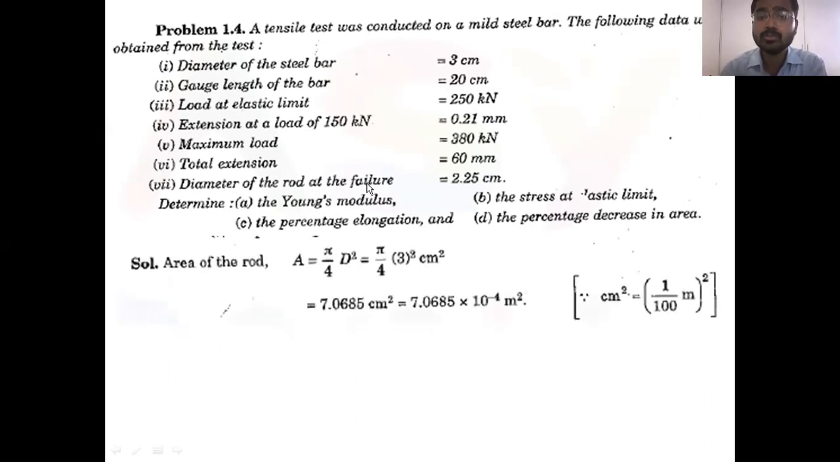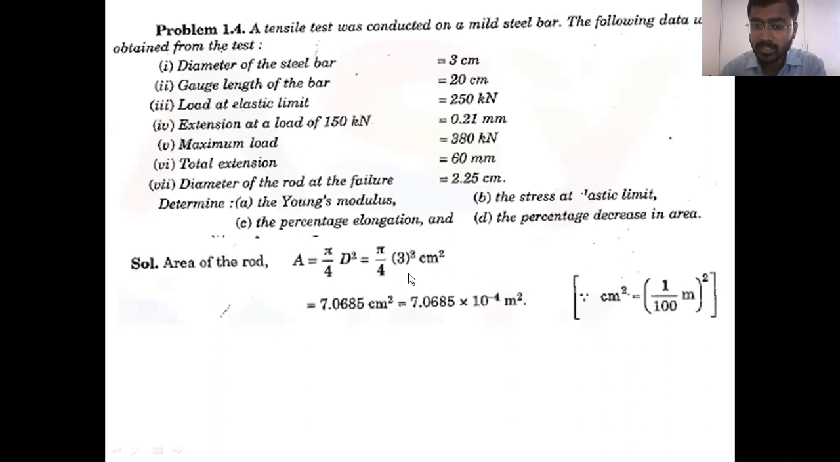Now, before solving the problem, you have to convert everything into a single unit, as I have already informed you in the previous class. So here, the area of the rod I can take as pi by 4 into d square. First you have to take the original, and the original diameter we have is 3 centimeters.